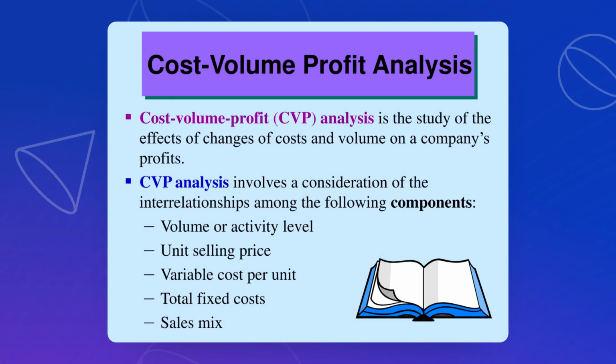So what would be the considerations, particularly about the CVP analysis? When you say CVP analysis, it involves consideration of the interrelationship among the following components. What are our components, class? Number one, volume or activity level. Then the unit selling price, the variable cost per unit, and the total fixed cost. And the last one is the sales mix.